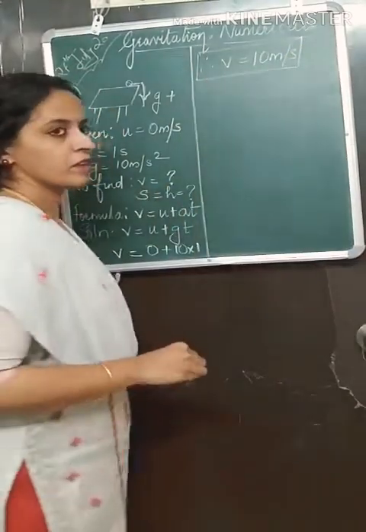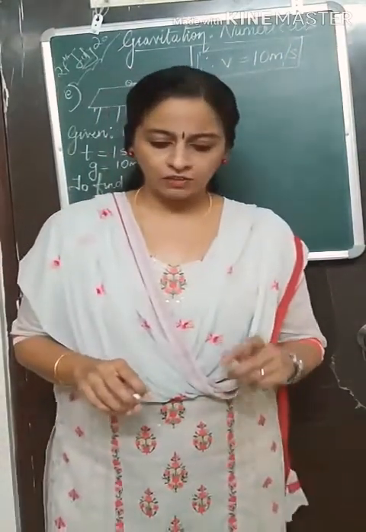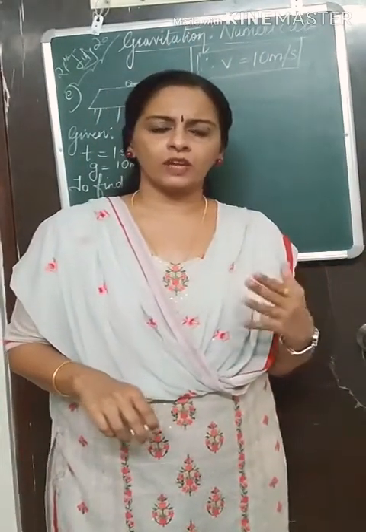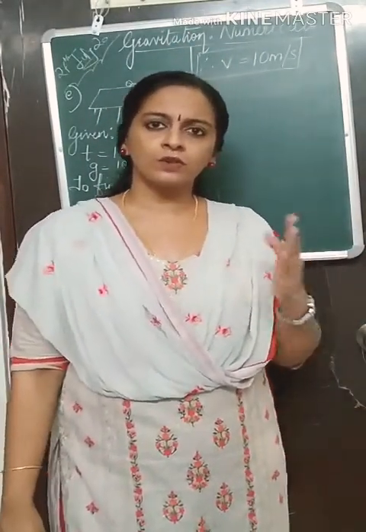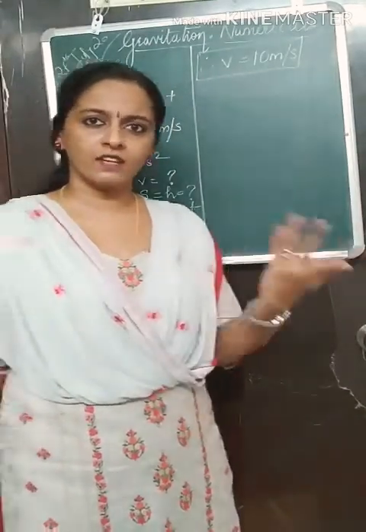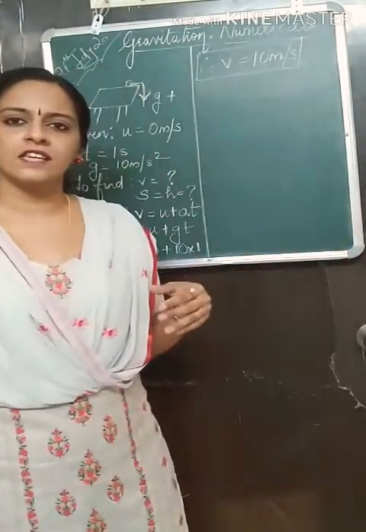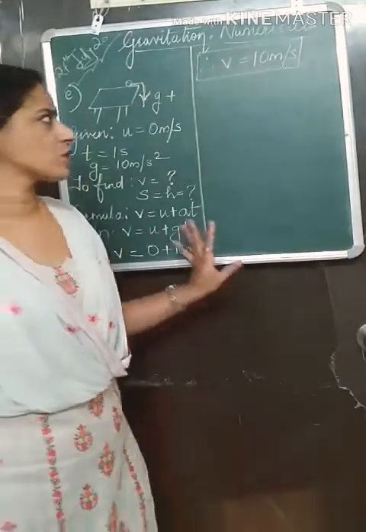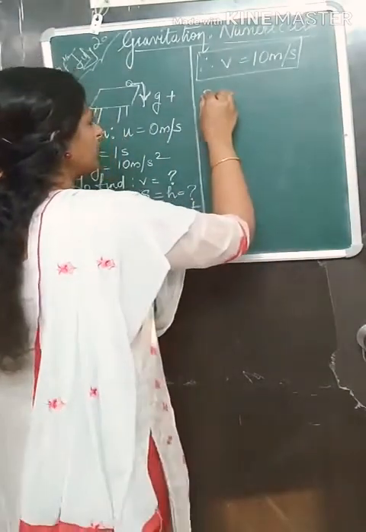Highlight it. Once we got v, now they are asking how much is the distance covered. Any formula you can take. v square is equal to u square plus 2gs, that also you can use. Or s is equal to ut plus half gt square. That is up to you which one you want to use. I will use the second one.